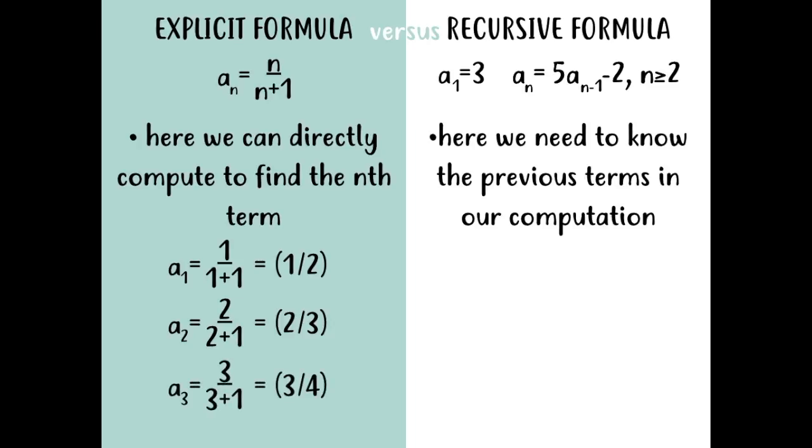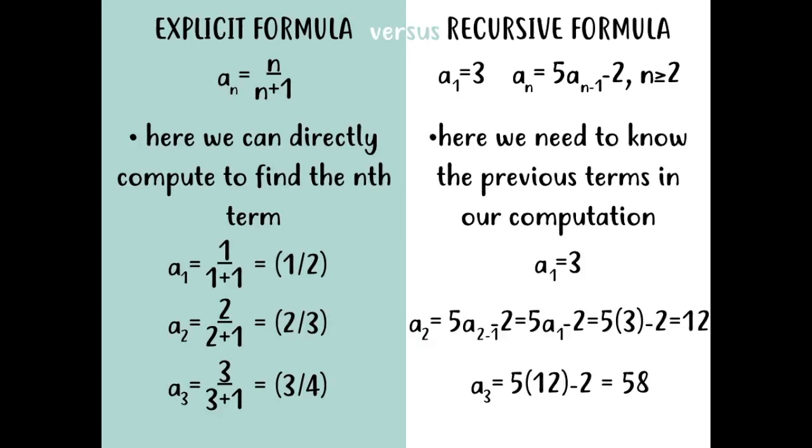Let's look at the recursive formula. So we're given the first term equal to 3. But notice when we are trying to find the next term when we plug in n equals 2, we will need the previous term, in this case when n equals 1, which we are given to be equal to 3. So now we can substitute 3 into our formula to get the second term, which is 12, and then do the same thing for the third term and so forth, and for the third term we will get 58.